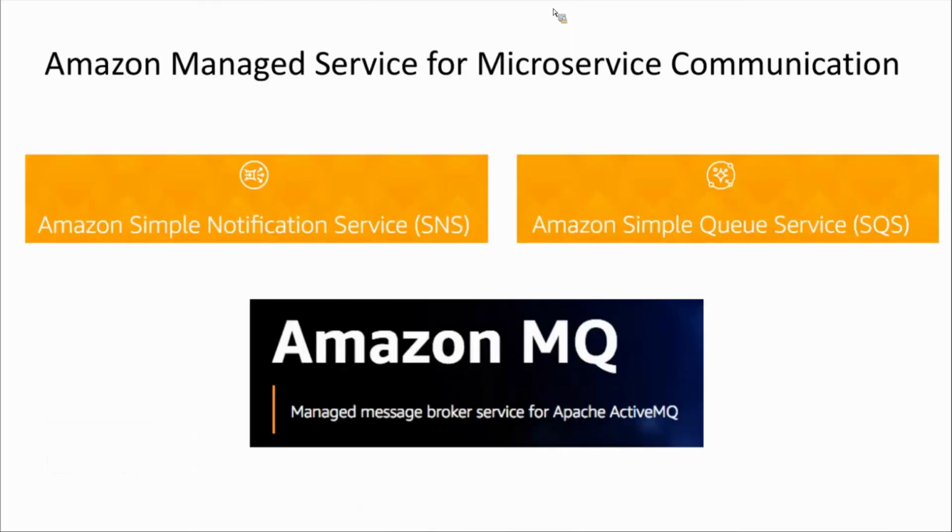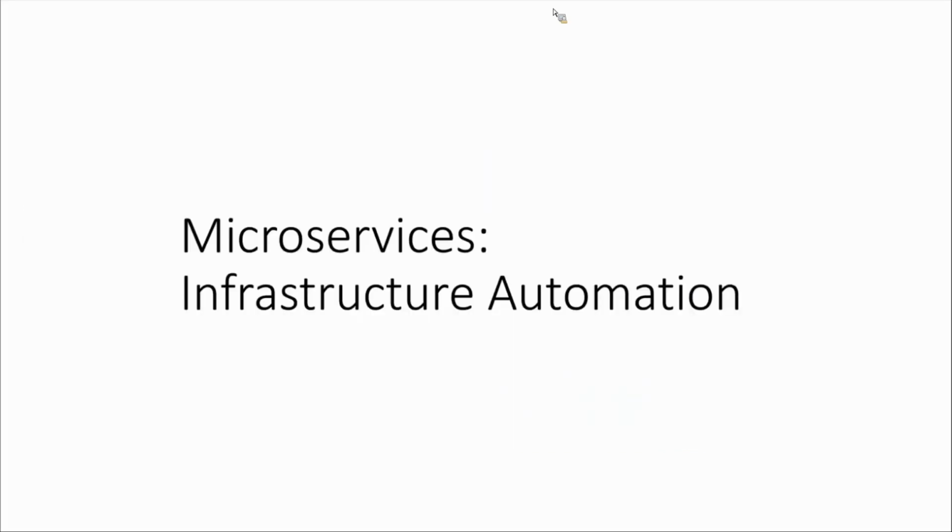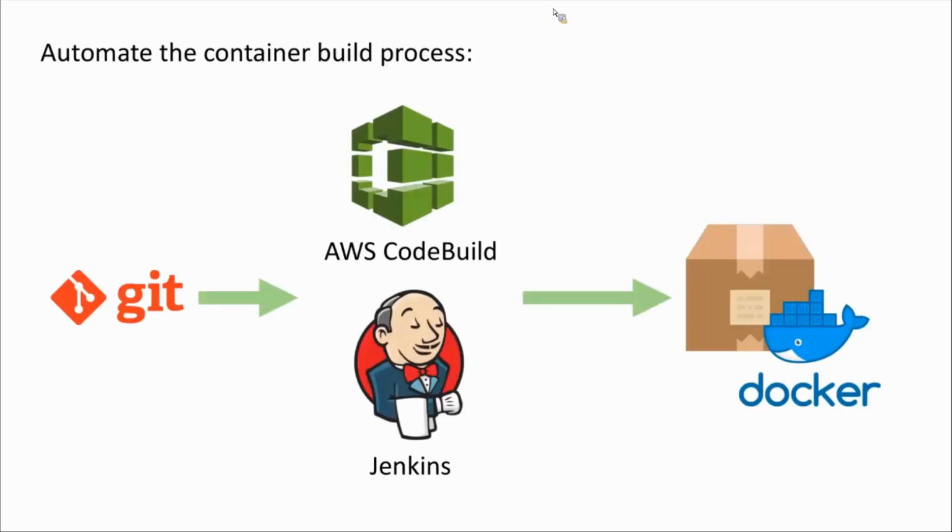There's an Amazon managed service for microservice communication, which ends up being Amazon SNS, so Simple Notification Service, Amazon SQS, which is Simple Queue Service, and Amazon MQ, which is a managed message broker service for Apache ActiveMQ. Next up, we want infrastructure automation.